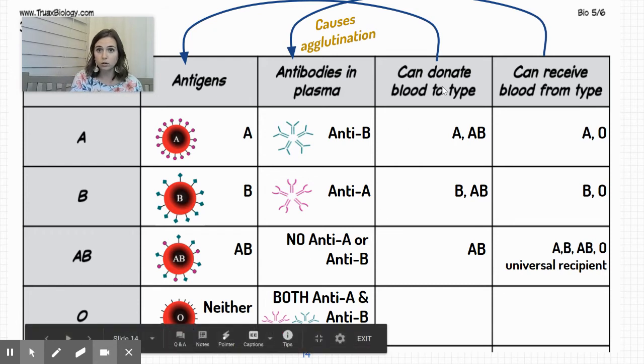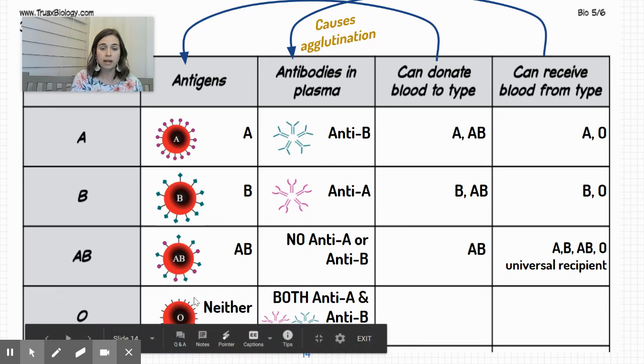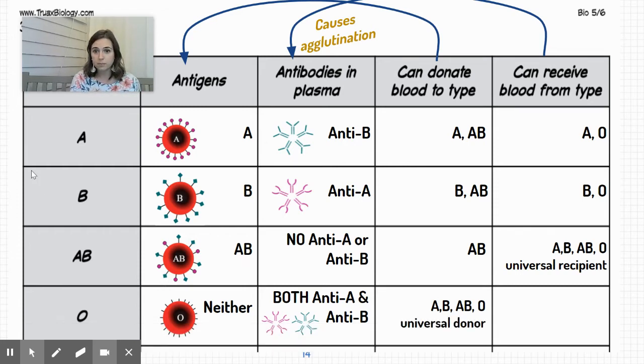Now, O, sort of the opposite. Again, who can they donate blood to? Well, we look at what antigens they have. They have none. That means they can give to everybody, making them the universal donors. However, when I look at who they can receive blood from, I need to look at what antibodies are present in O blood. Well, O blood has both. So they can only receive from other O's.